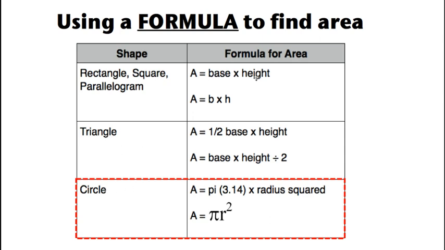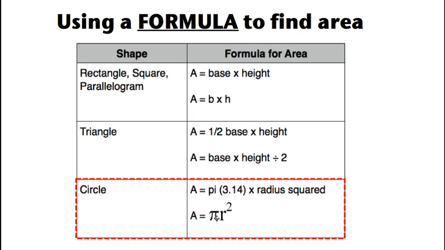So remember, we had base times height for these shapes. We had half of the base times the height for a triangle, because a triangle is, of course, half the area of a rectangle, square, or parallelogram. And down here now we have the formula for circle. It's a little bit funny looking compared to the ones up here, but let's go through it. Up here it is written in words, and the formula to find area of a circle is pi times radius squared. And down here we have a shorter, easier version of what that looks like. We have the pi symbol right next to an r squared.